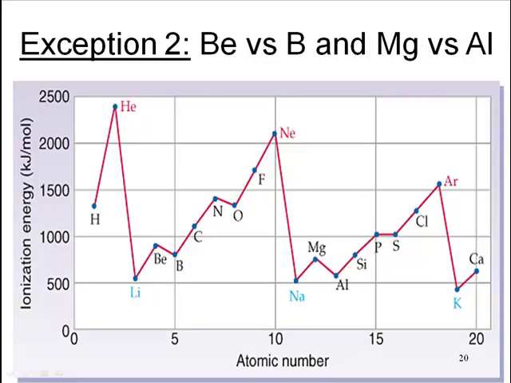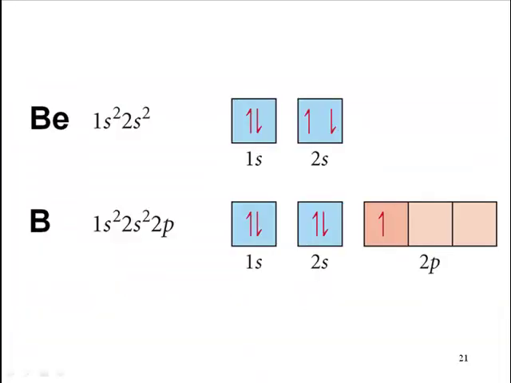Another exception is Be versus B. You can see it right here. We expect it to be going up like this, but it's not. And Mg and Al, that's a big drop. They both do the big drop at the same time. That's kind of weird. The N and O and the P and S did the same drop. So it must have to do with the electron configuration.